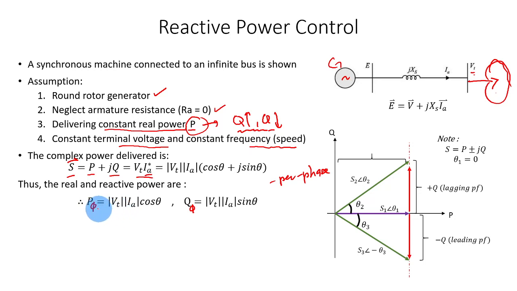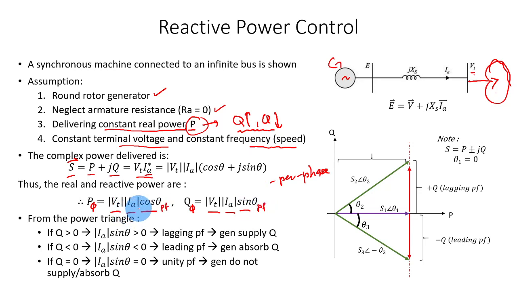Okay, so for the real power delivered per phase, it depends on the value of the terminal voltage multiplied by the magnitude of the current multiplied by the cosine theta. What is cosine theta? It is the power factor. Okay, this is theta, the power factor. For the reactive power, it is similar. It's the same as voltage multiplied by current, but multiplied by the sine of theta. Okay, this is the power factor angle.